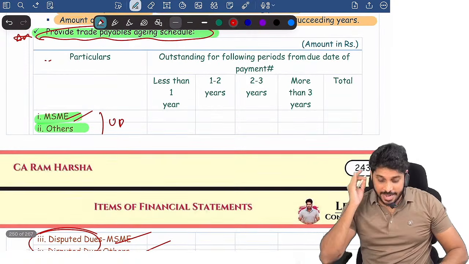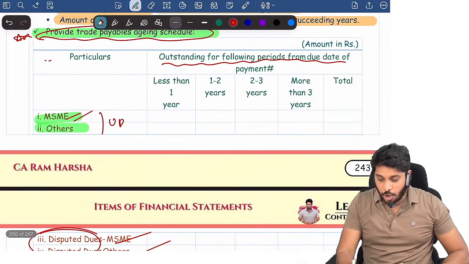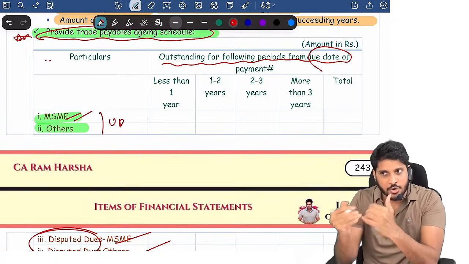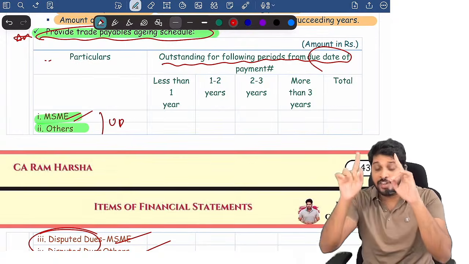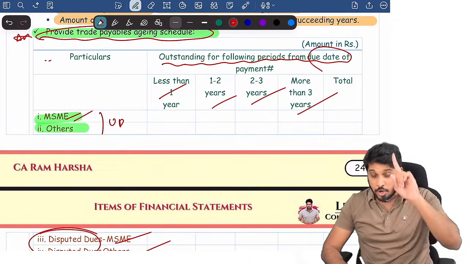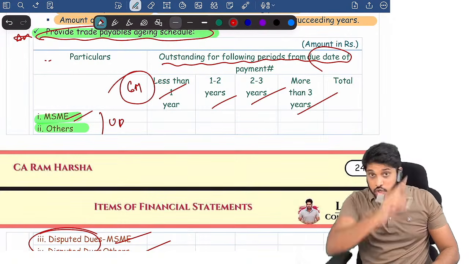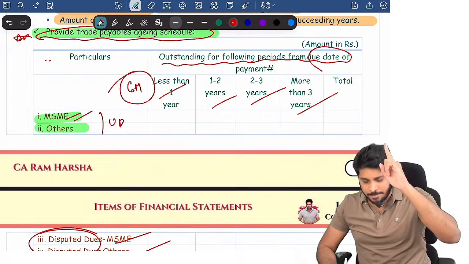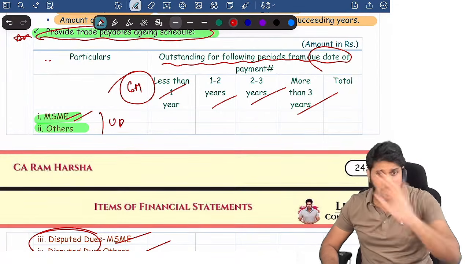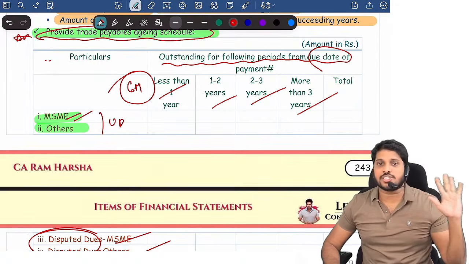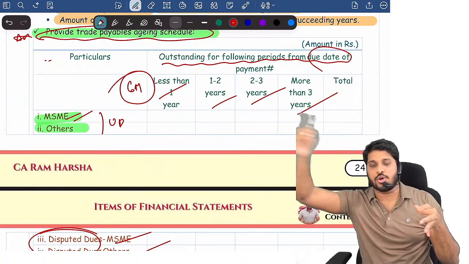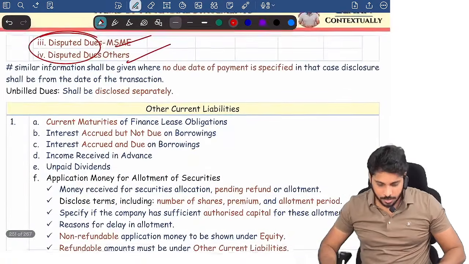trade payable. Again, trade payable outstanding for following periods from due date. Overdue trade payable. Overdue means what? Already due date crossed. We should show less than 1 year, 1 to 2 years, 2 to 3, more than 3. Remember, 6 months logic is not there for trade payable. Only less than 1 year, 1 to 2 years, 2 to 3, more than 3. That's it, guys.